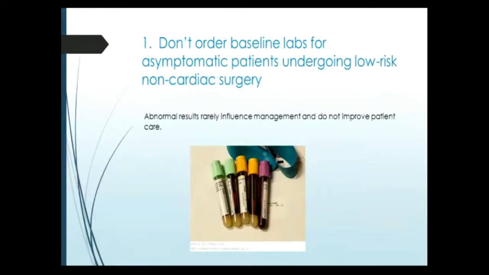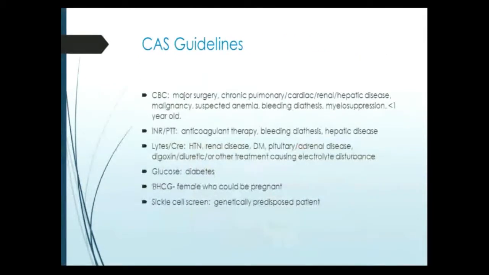Because this is the other sort of guidelines that we have that come out every year about what we should be ordering. And they're a little bit more specific. So this is the 2016 CAS guidelines. For the most part, they agree. So most of these things are either major surgery or would be symptomatic patients where you would need this. So a CBC would be hopefully chronic symptomatic disease that you might need a CBC for.